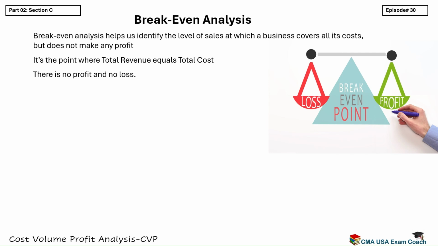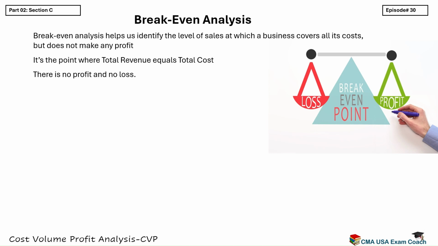At this point, you've recovered all your fixed costs, but you haven't made any profit yet. If you sell even one more unit beyond the break-even quantity, then that extra contribution margin will directly become your operating profit, because your fixed cost is already covered.